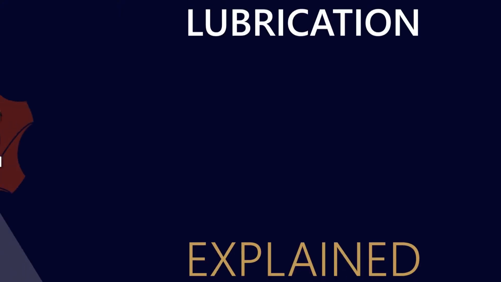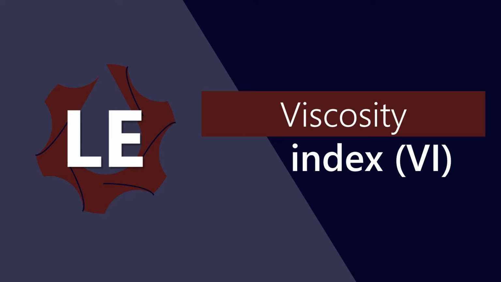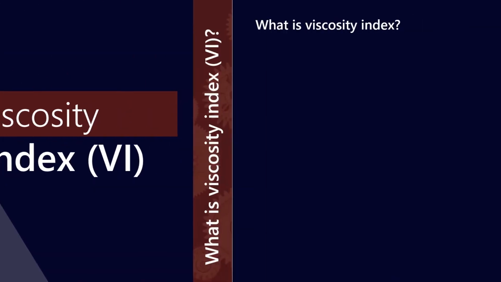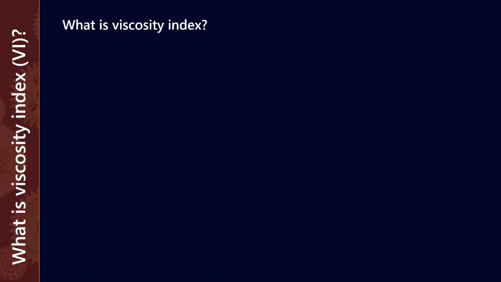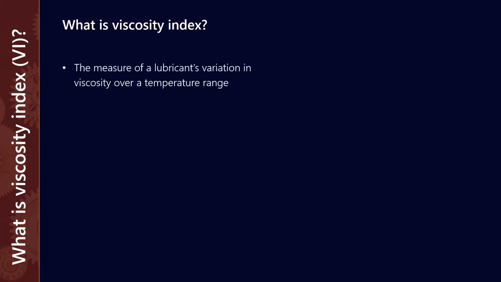G'day everyone, and welcome to Lubrication Explained, where today we're going to be talking about the viscosity index, also known as VI. So what is viscosity index? Well, it's basically the measure of a lubricant's variation in viscosity over a temperature range.